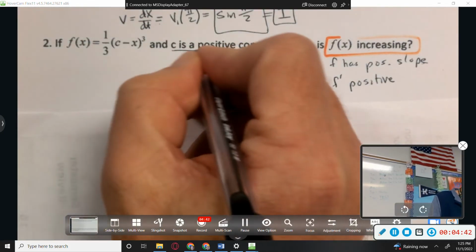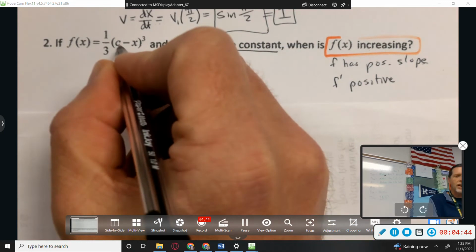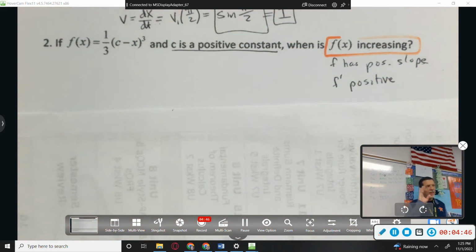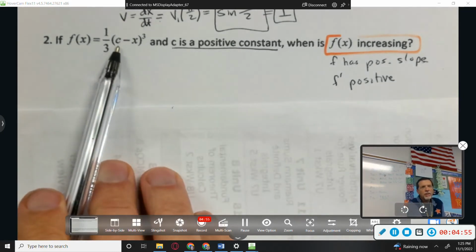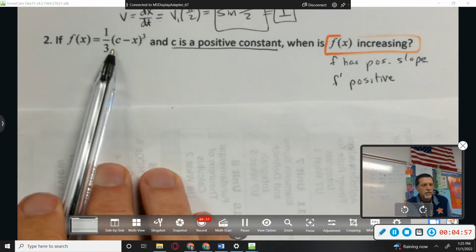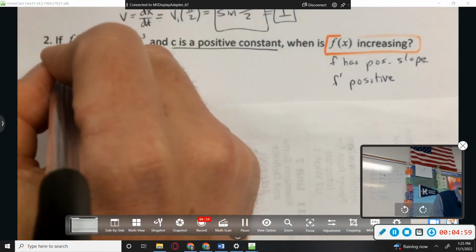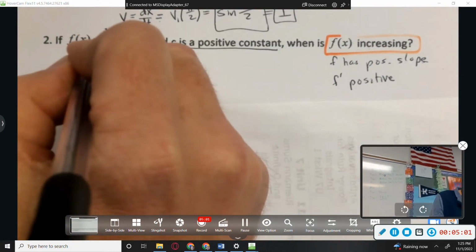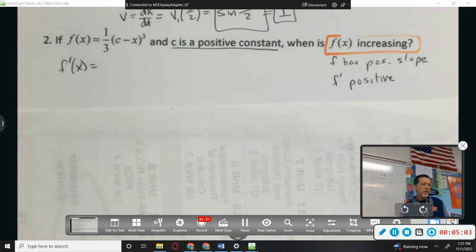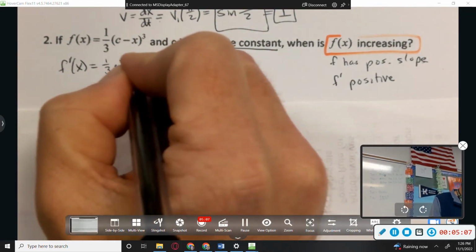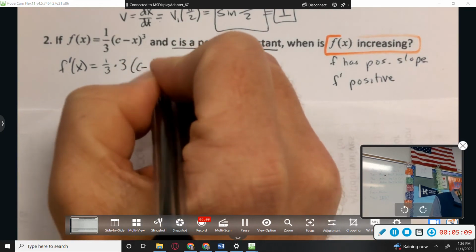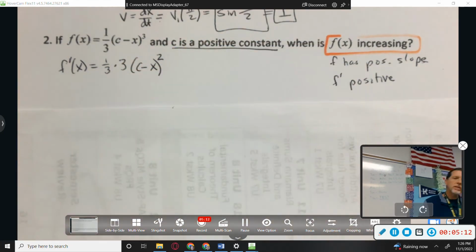Okay, c is a positive constant, so it's weird to see it in there, but let's just think that it's 2 or 3 or 7 or 12. I can't plug one of those in, but when I'm looking at it, I don't want to be thrown off. It's not a variable, it's just some number. So let's take the derivative. So product rule, 1/3 times 3 times (c minus x) squared.